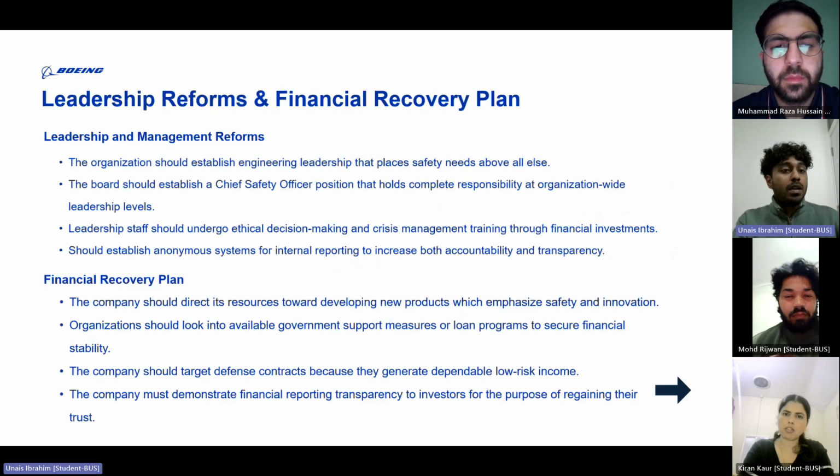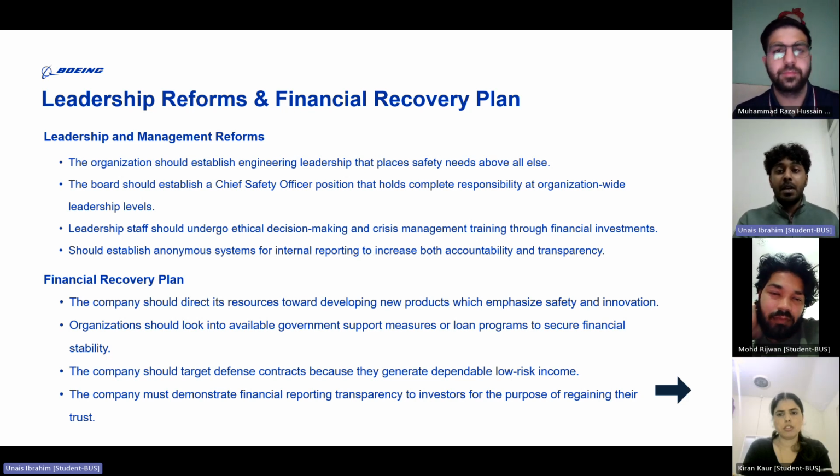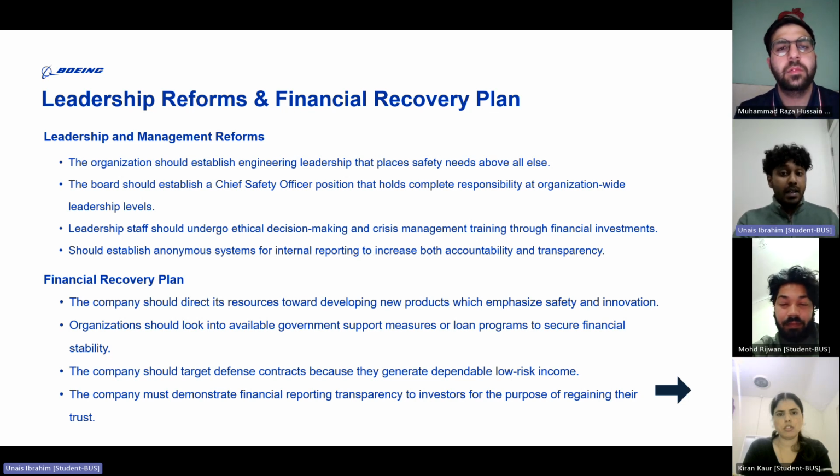And moving to the next slide, here I'm going to speak about the leadership reforms and financial recovery plan. To restore Boeing's stability, we need to focus on both leadership and financial recovery. First, regarding leadership and management reforms, it's essential to transition to engineering focused leadership that prioritizes safety and quality over cost cutting. This shift will help address Boeing's cultural issues. We should also appoint a chief safety officer with direct authority at the board level, ensuring that safety remains at the forefront of decision making.